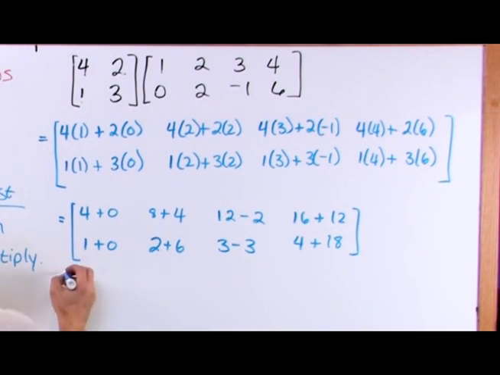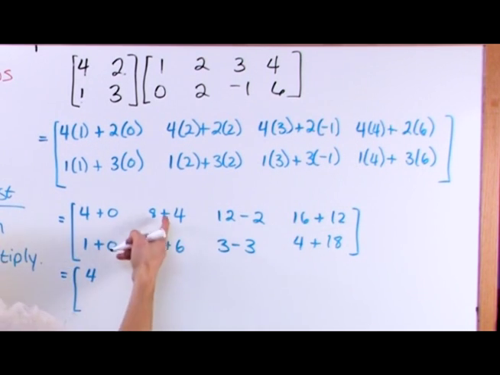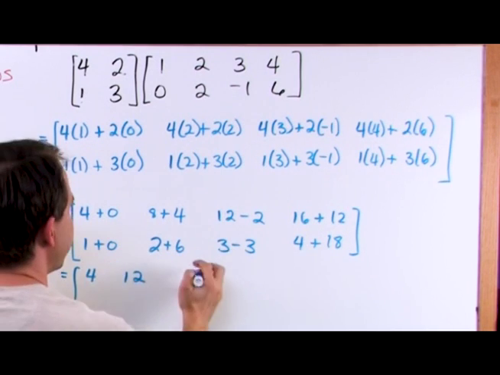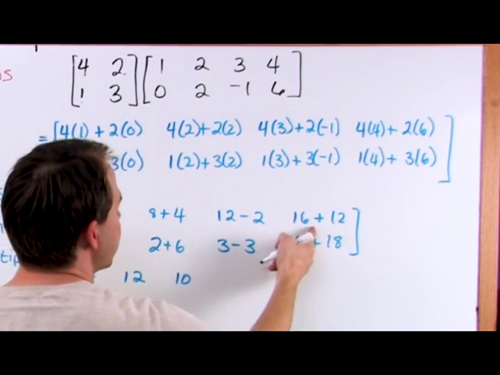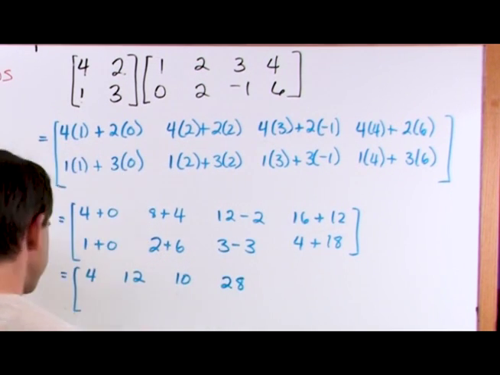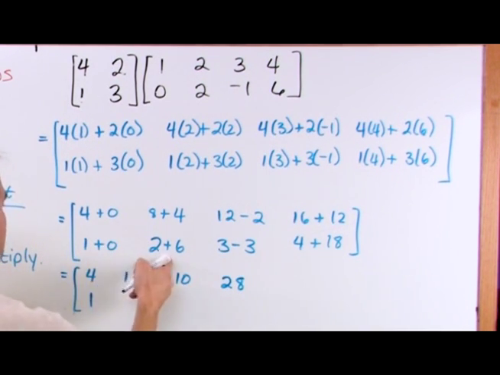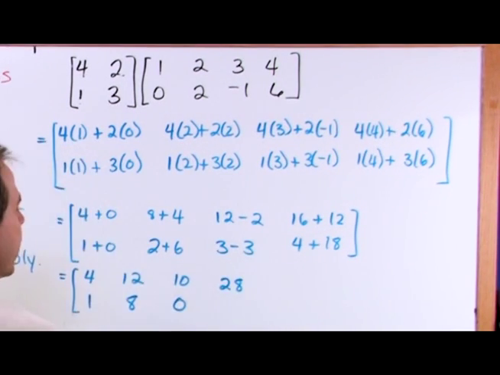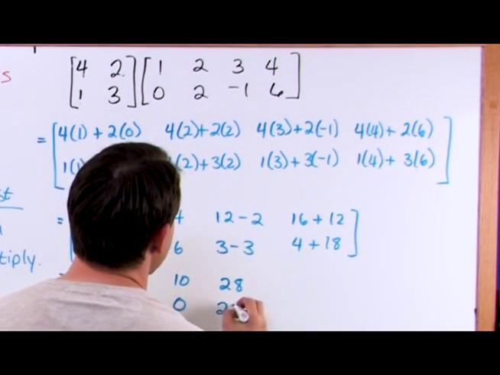Okay, so at the end of the day, the first number is going to be a 4. Second number is going to give me a 12. 8 plus 4 is 12. 12 minus 2 is 10. And then 16 plus 12, that's going to be 28 over here. And then over here, I'm going to have 1. Over here, I'm going to have 2 plus 6 is 8. 3 minus 3 is 0. And the 4 plus 18 is going to give me 22.